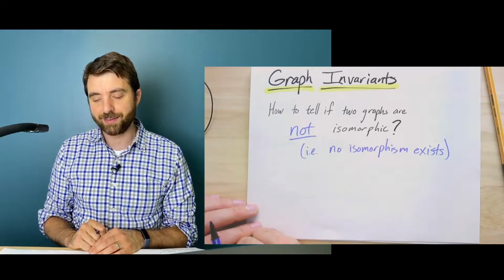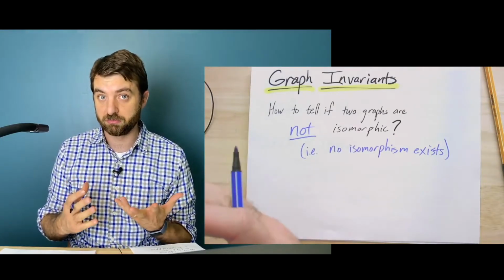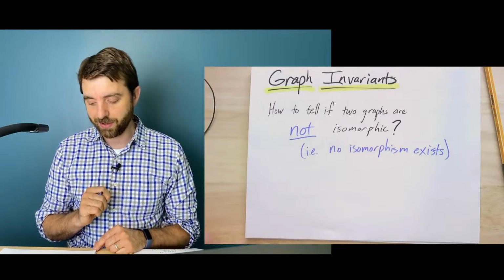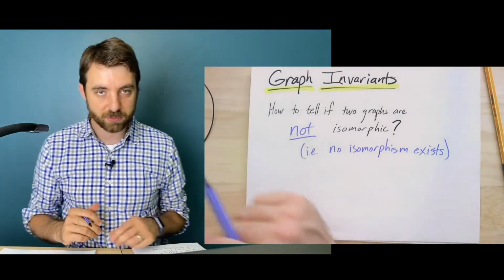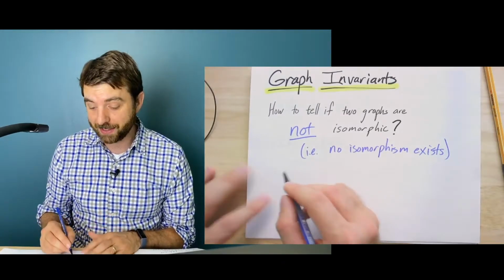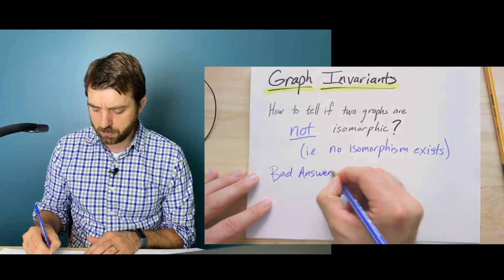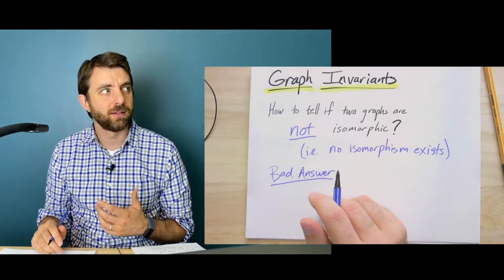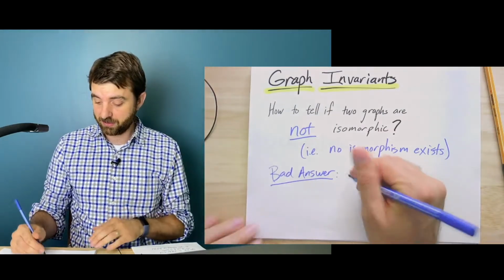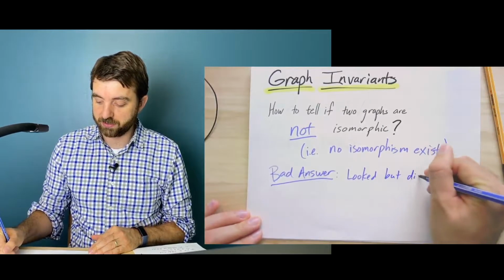If I have two graphs that are not isomorphic, and I want to prove to you, not just assert it, that they're not isomorphic, then I need some better tool, something else to argue that point. A really bad answer would be: well, I looked for a long time. I tried really hard and I couldn't find one. You know, I looked, but didn't find it.